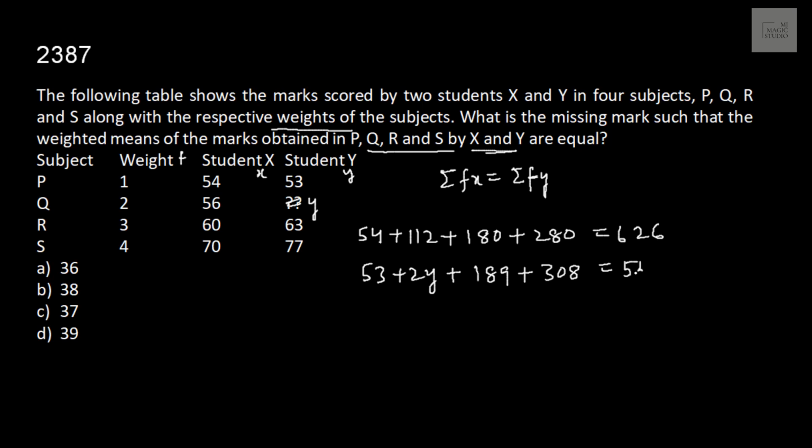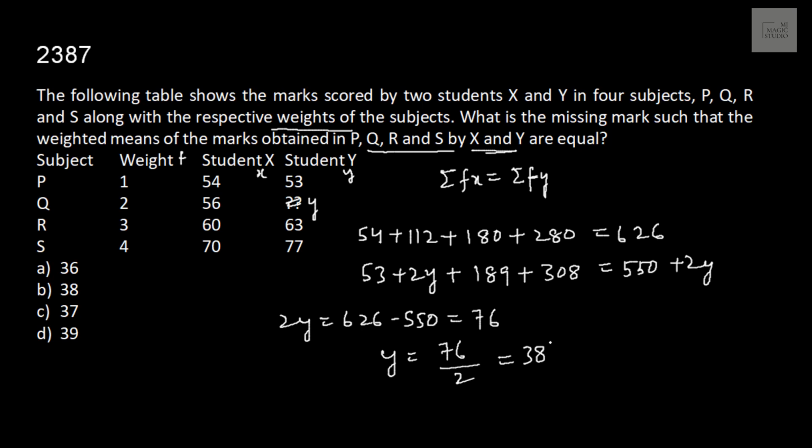That should be equal to 550 plus 2y. Now these two are equal. That means 2y is equal to 626 minus 550, that is 76. Y is equal to 76 by 2, that is 38. 38 features in option B. Option B is the answer.